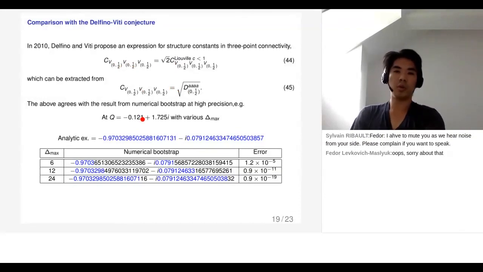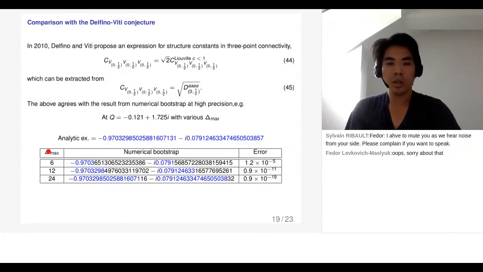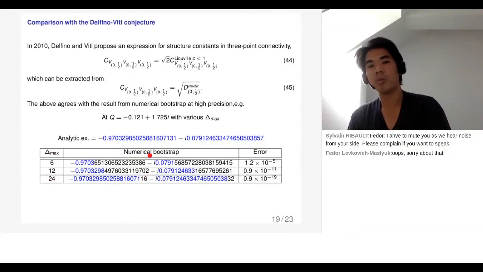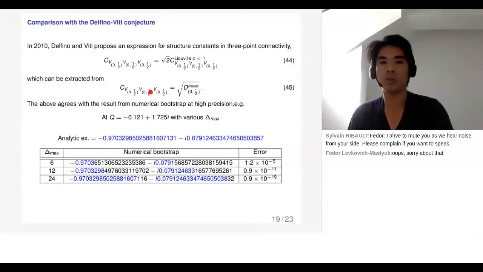For instance, at this value of Q here, we obtain some number here. And so this is for the analytic expressions. And from numerical bootstrap, we computed values at different cutoffs of the truncated spectra. And you see that as we increase the bound for the truncated spectra, the more the two coincide. And at max equal 24 here, they coincide up to 20 digits, which means that our numerical result again confirms this conjecture by Delfino and Viti.